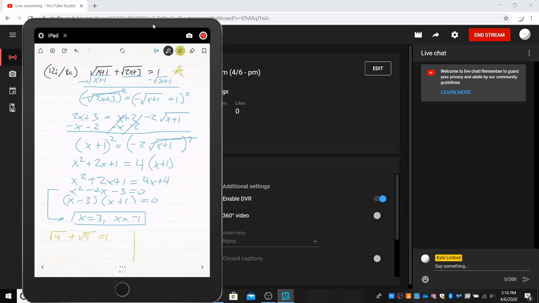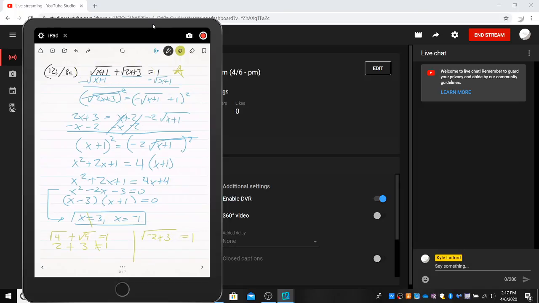Now let's test -1. We have the square root of -1 plus 1. Oh, that's just 0. That just cancels out. And then we have the square root of 2 times -1 is -2 plus 3, equaling 1. So let's see what we get. The square root of 4 is 2. Square root of 9 is 3. When I add those together, do I get 1? No. Doesn't work. So 3 here, I'm going to say, is extraneous. Not going to work. It does work for the quadratic, of course, but it doesn't work for the radical.